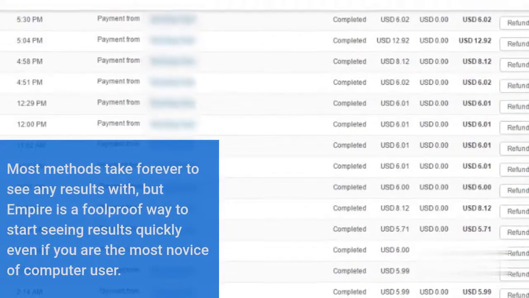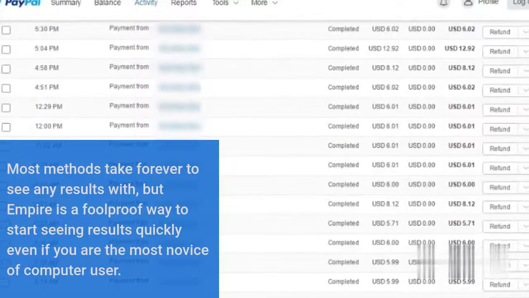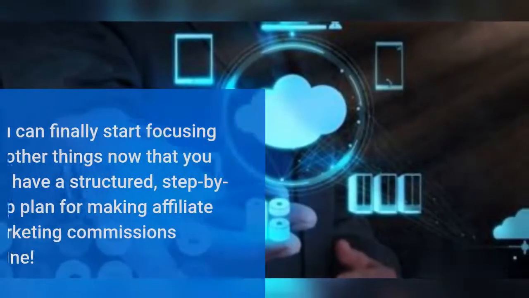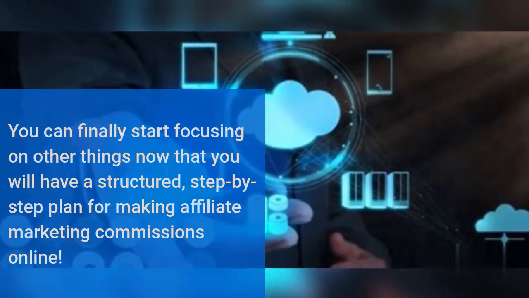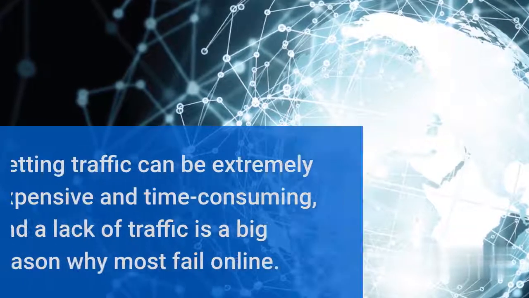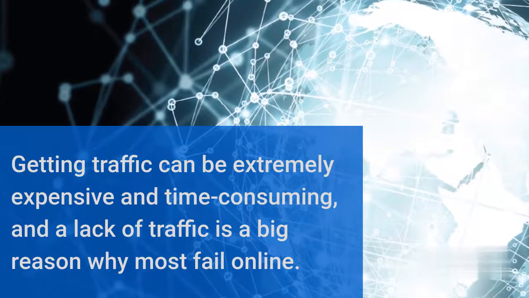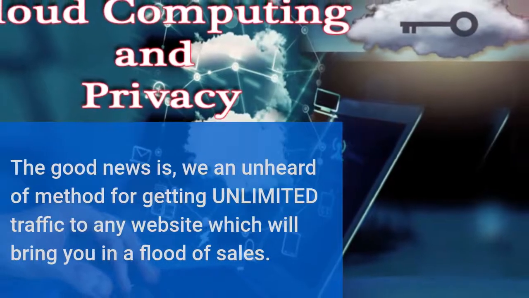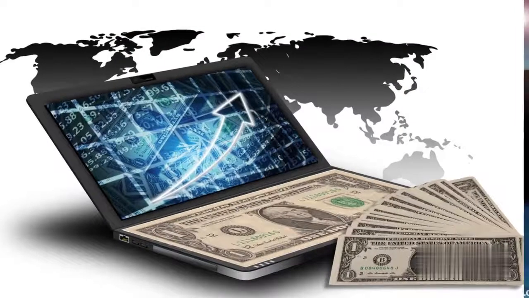Start seeing results fast. Most methods take forever to see any results with, but Empire is a foolproof way to start seeing results quickly even if you are the most novice of computer user. You can finally start focusing on other things now that you will have a structured, step-by-step plan for making affiliate marketing commissions online. Getting traffic can be extremely expensive and time-consuming, and a lack of traffic is a big reason why most fail online. The good news is, we have an unheard-of method for getting unlimited traffic to any website which will bring you in a flood of sales.